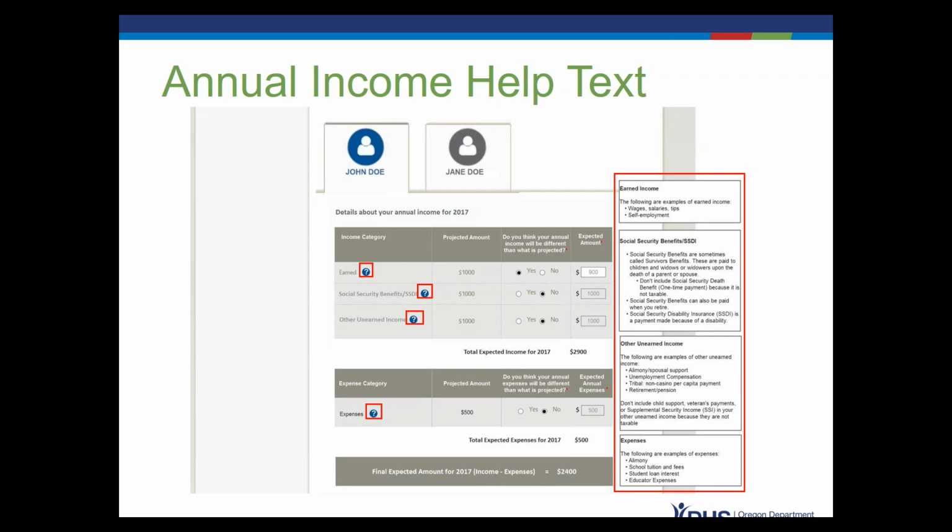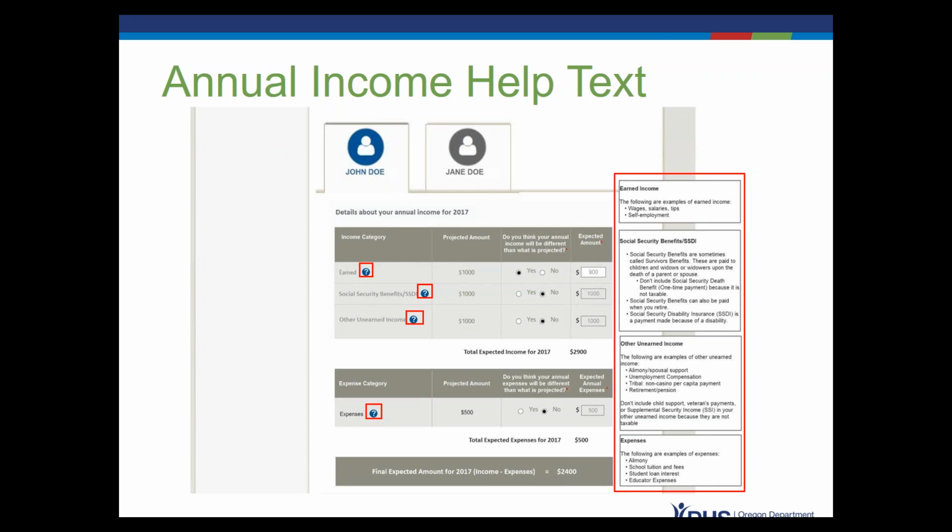This is really helpful for those of you who have been doing this for a while, like the seasonal worker. This is a way to be able to capture it when you put it in. Historically, it gives you that annual amount, and if it's not the annual amount, it prompts you with this opportunity if you think your annual income will be different than what is projected. So it's nice in that respect.